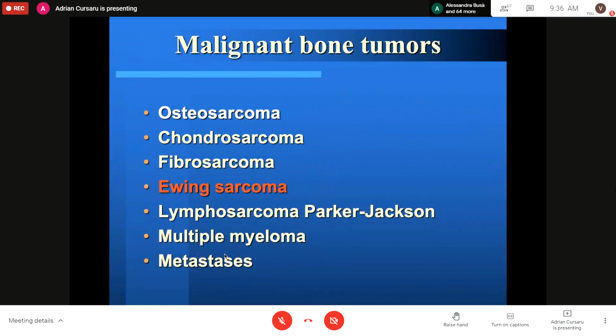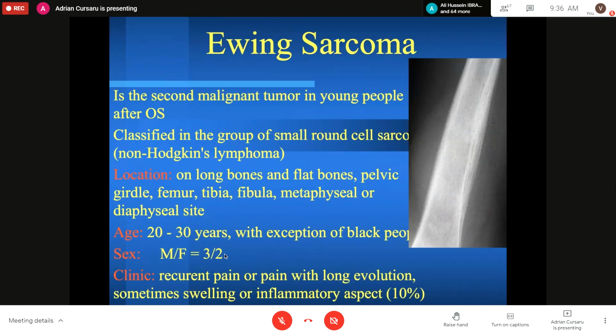Ewing sarcoma is a special sarcoma, and it is frequent, and it is special because the treatment is a little bit different. It is the second most common malignant tumor in young people after osteosarcoma. The localization is on long bones and flat bones, pelvis, femur, tibia, fibula, it could be anywhere. But in most cases, you will see that type of tumor on the long bones, on the shaft of the long bones. It is most common in young patients, and you will see the periosteal reaction.